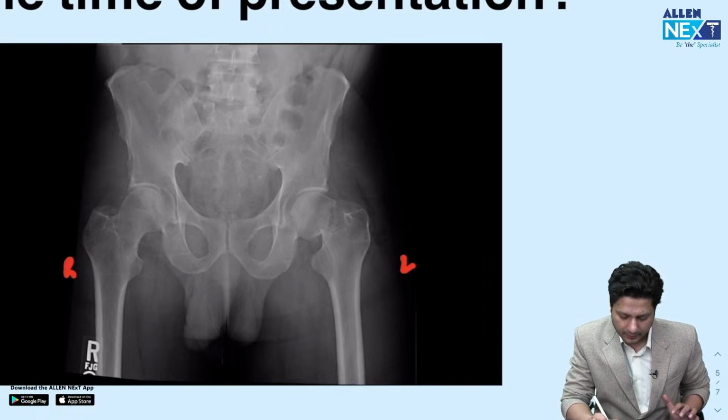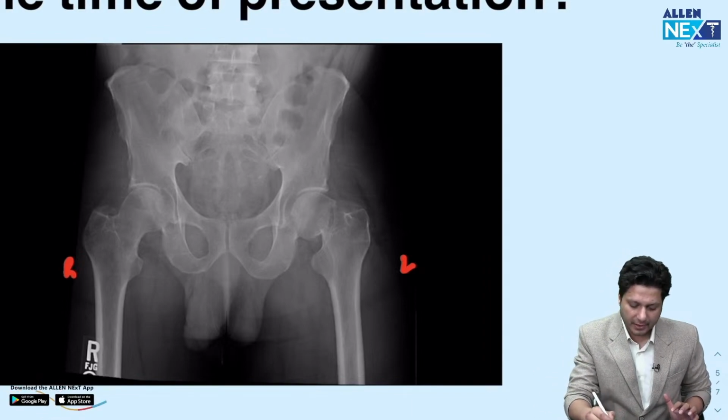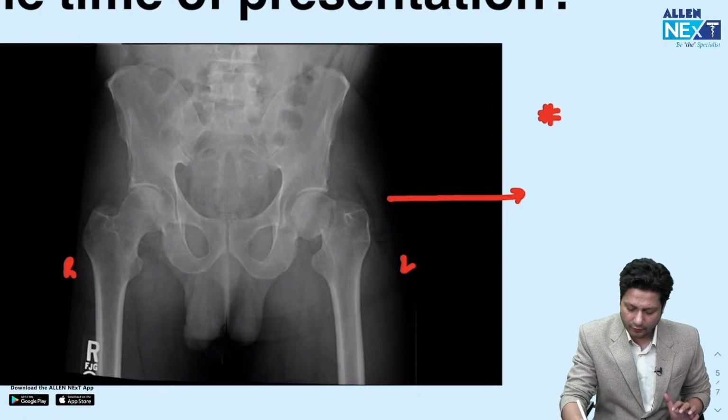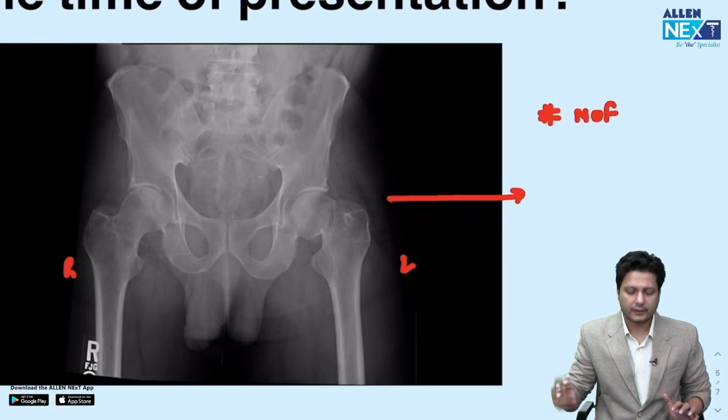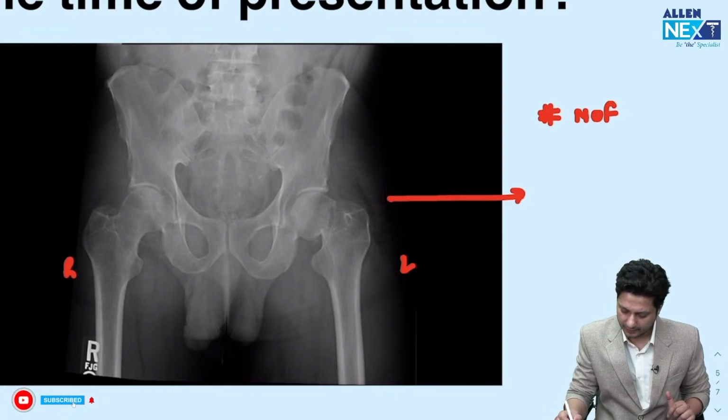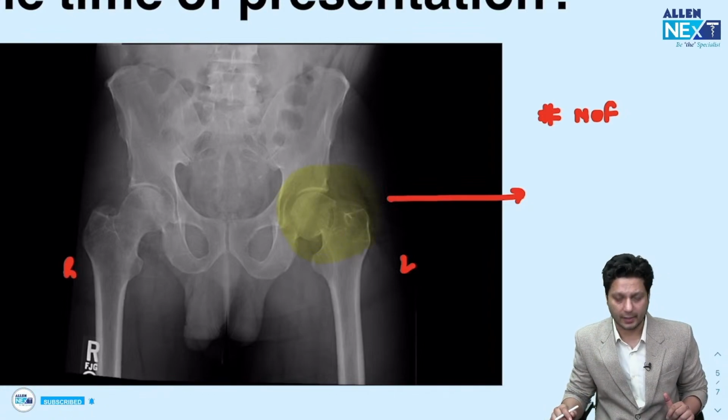Now, in the left hip, as you can very clearly identify, the patient is having a fracture in the neck of femur. Alright, there is a fracture in the neck of femur region, which is very clearly identified. This region is fractured. So, here there is a fracture in the neck of femur.